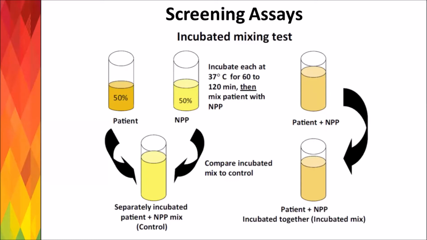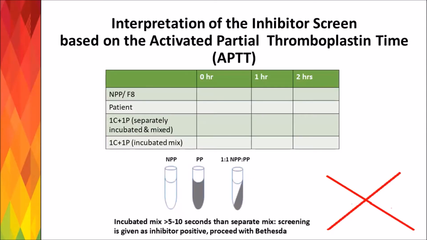So the interpretation is when the incubated mix APTT is 5 to 10 seconds more prolonged than the separate mix, you can give the inhibitor is positive for screening and go ahead with a Bethesda.